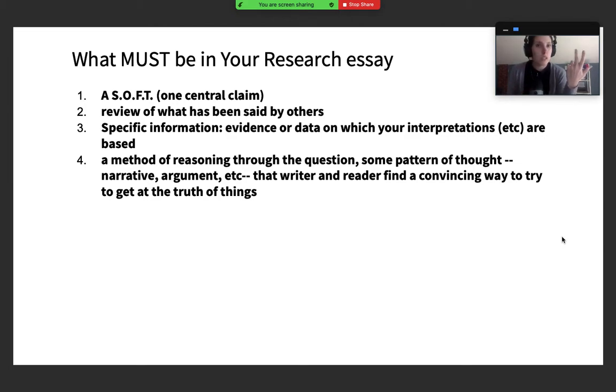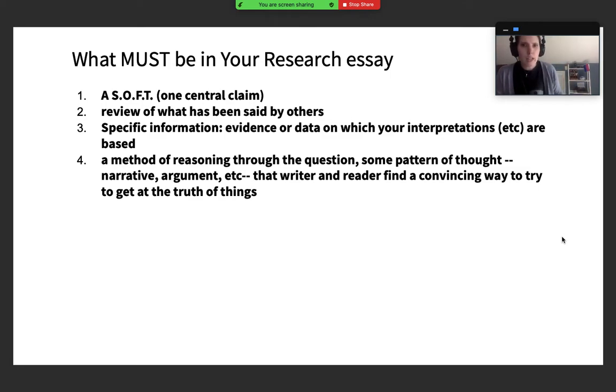Second is a review of what's been said by others about your particular topic. What's been said? What's being said? Third is specific information, evidence or data in which your interpretations and conclusions are based. So support, right? So what others are saying, but then specifically how you're supporting your own claim here, okay? So that they're connected, but they're different.